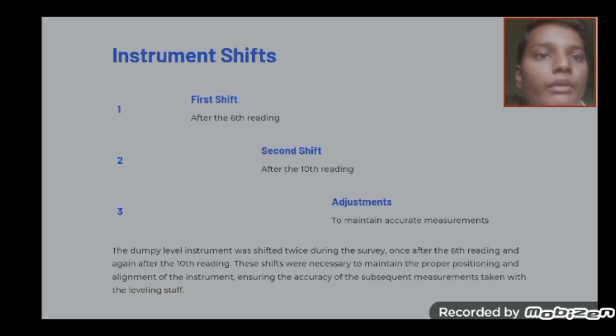Instrument shifts. First shift, after the 6th reading. Second shift, after the 10th reading. Adjustments to maintain accurate measurements. The dumpy level instrument was shifted twice during the survey, once after the 6th reading and again after the 10th reading. These shifts were necessary to maintain the proper position and alignment of the instrument, ensuring the accuracy of the subsequent measurements taken with the leveling staff.